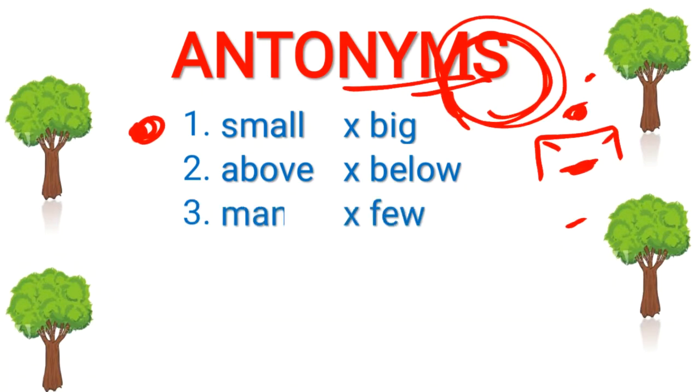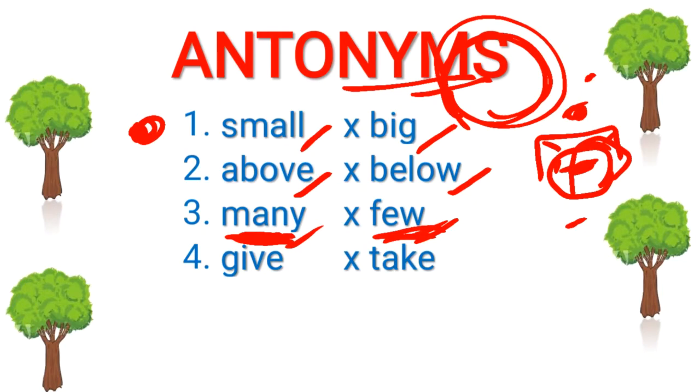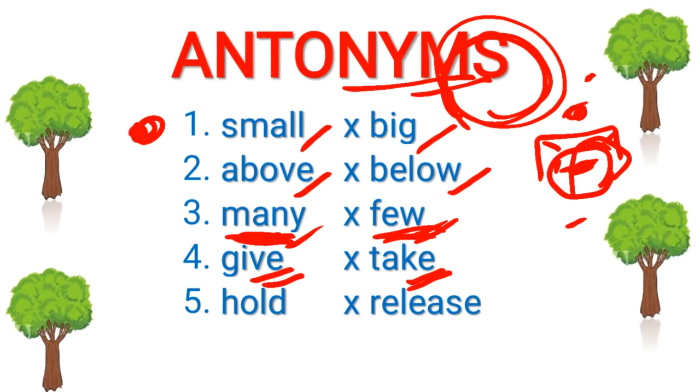And then many, few. Many is when a lot of things are there; few means some. What's the opposite word of many? Many, few. Once again, small, big. Above, below. Many, few. And then give, take. You know the meaning of give, isn't it? So what's the opposite word of give? Take. Give, take.